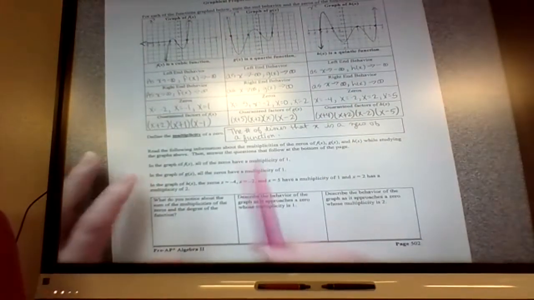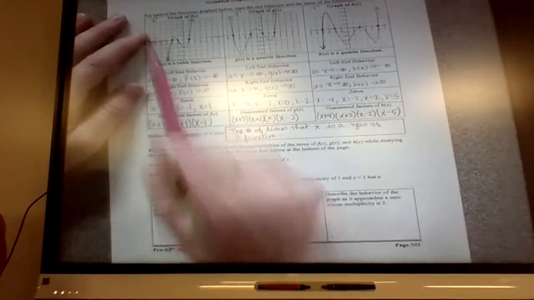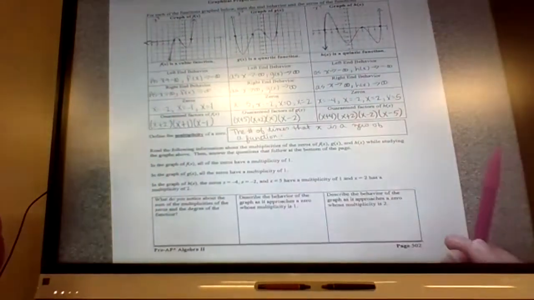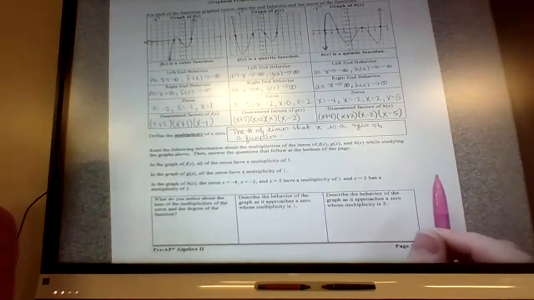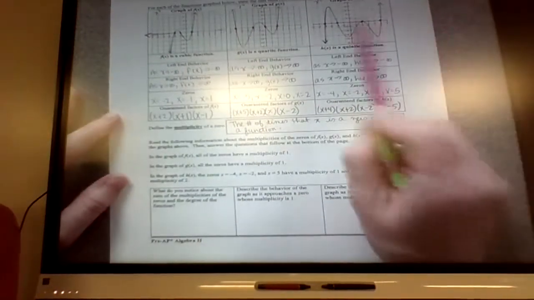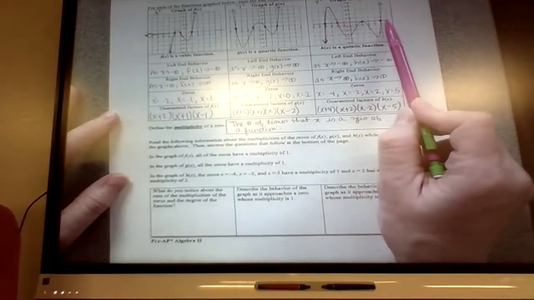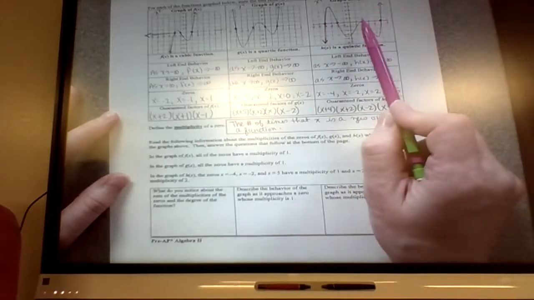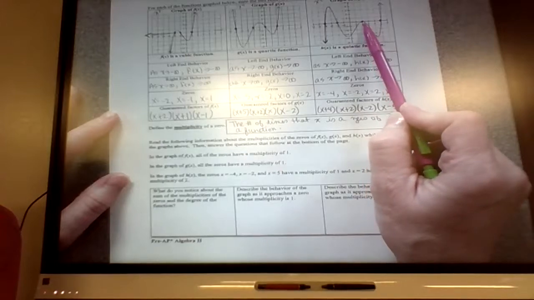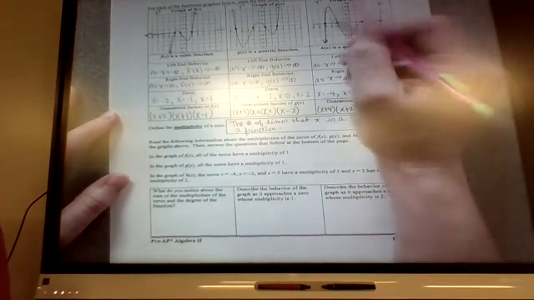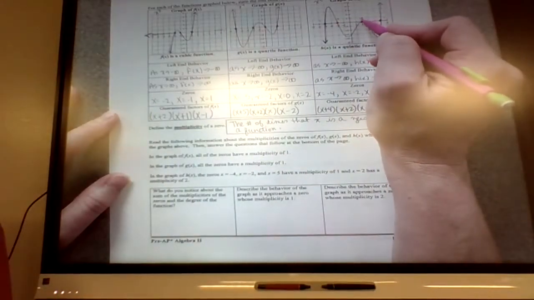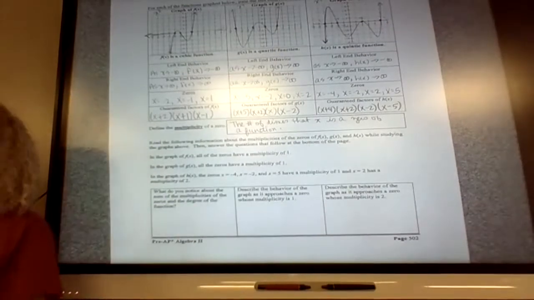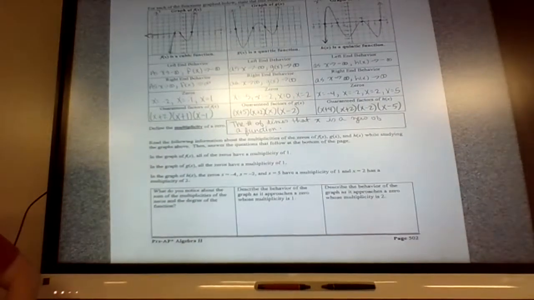All right, so the graph of f of x, all the zeros have a multiplicity of 1. G of x, all the zeros have a multiplicity of 1. On h of x, negative 4, negative 2, and 5 have a multiplicity of 1, and x equals 2 has a multiplicity of 2. So this is 1, 1, 1, but this one has a multiplicity of 2.